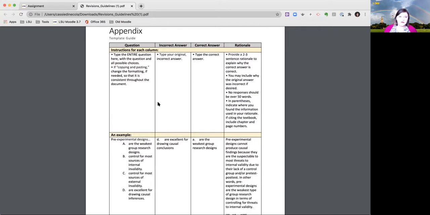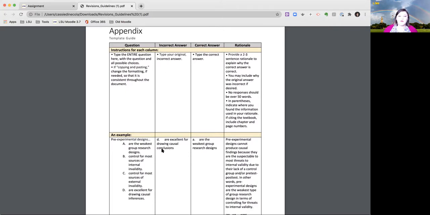Okay, so the instructions also have a template guide for you. So this is what the template looks like. You should put your question here and please put all of the response options. This helps me to not have to go in and out of the actual quiz and saves me time when I'm grading. If you don't do that, then it takes me a lot longer to grade these. And this helped me out a lot.